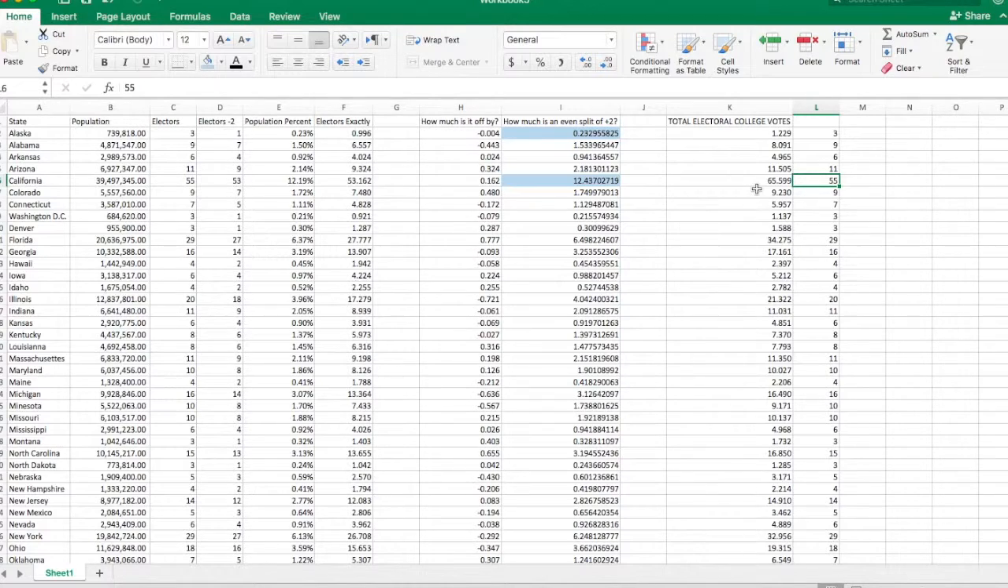So, I think if you're going to go by the equal states argument, you need to actually have an Electoral College that represents equality between the states. Our current system does not.